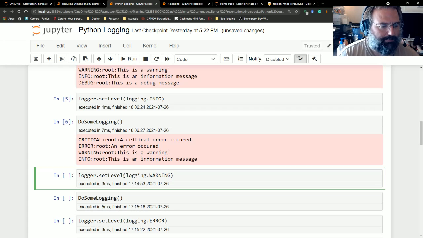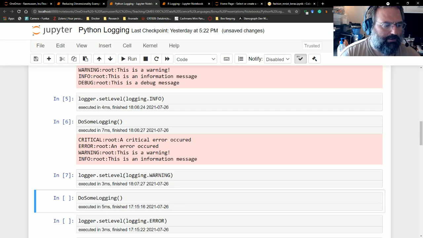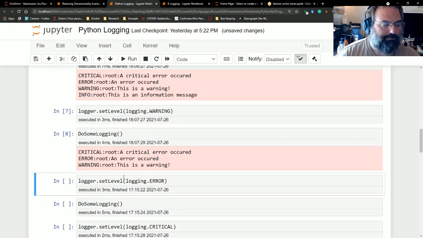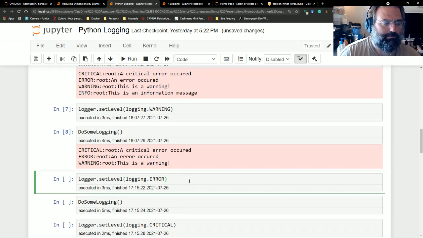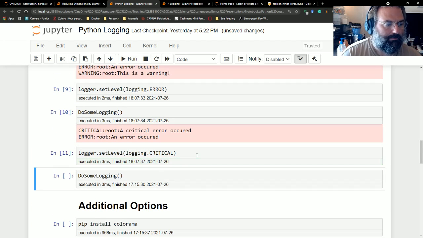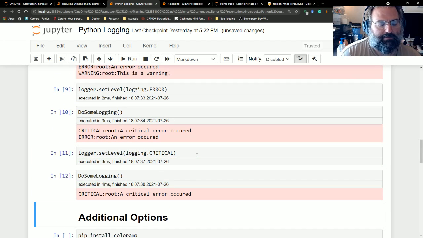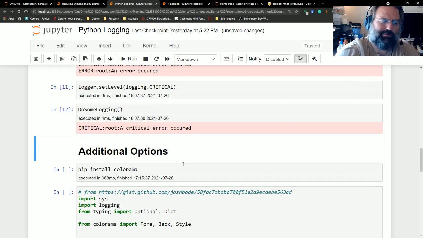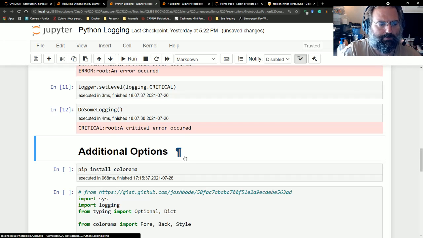So the next step up, go to warning, and at that point, info drops off. Go to error, and you don't see warning, and so on. If you set it to critical, the only thing you're going to see are those things that are critical. You do have some additional options. There's a lot of stuff to this. I'm just barely touching the surface, but this one's kind of cool.